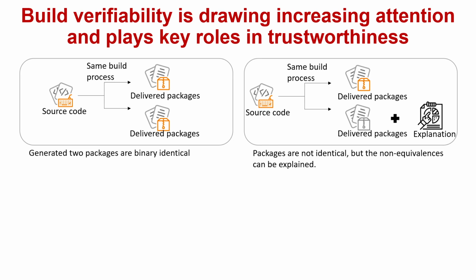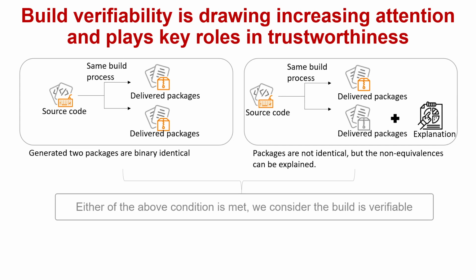First, we define the concept of build verifiability. If the source code under the same build process generates the exact same binary-equivalent delivered packages, we consider the build process reproducible. If the delivered packages are not exactly identical, but all the non-equivalences can be explained, then we also consider the build verifiable. That is to say, if either of the above conditions is met, we consider the build verifiable.